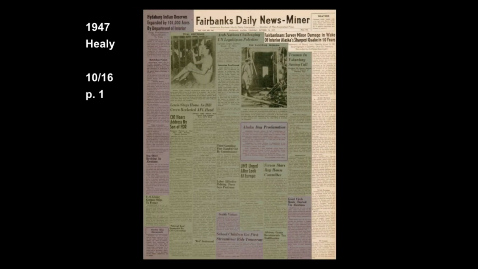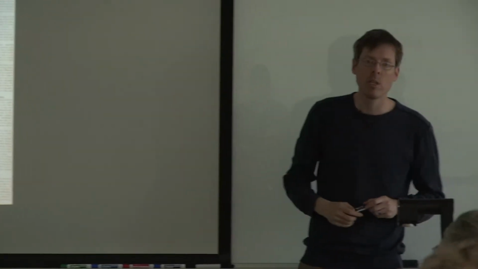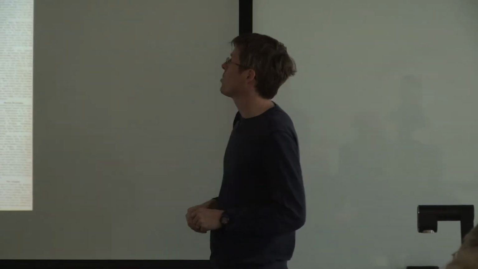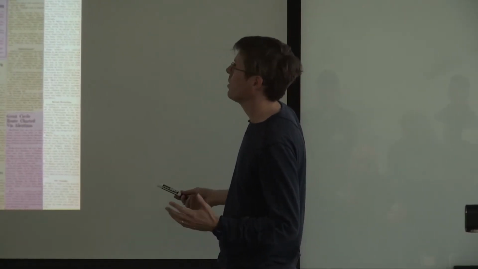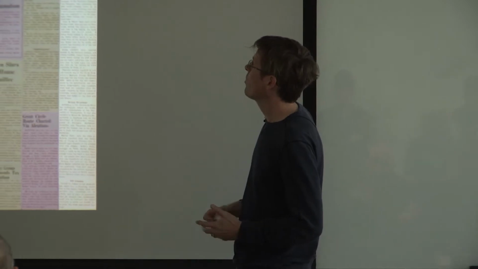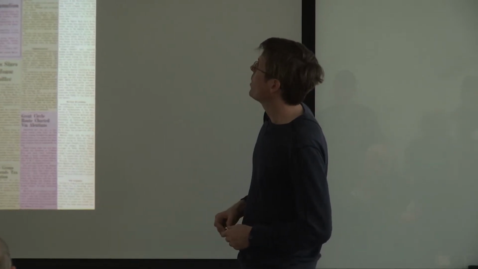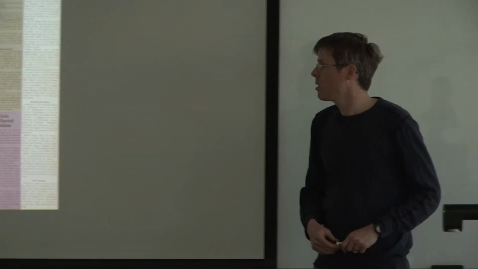Onward to 1947. This is now sharpest, again, Fairbanks survey, minor damage in wake of interior Alaska's sharpest quake in 10 years. This is a 7.3 earthquake near Healy, but strongly felt in Fairbanks. I think the damage is, again, mainly alcohol-related wares. But you can see the stories change, the style of the paper changes.